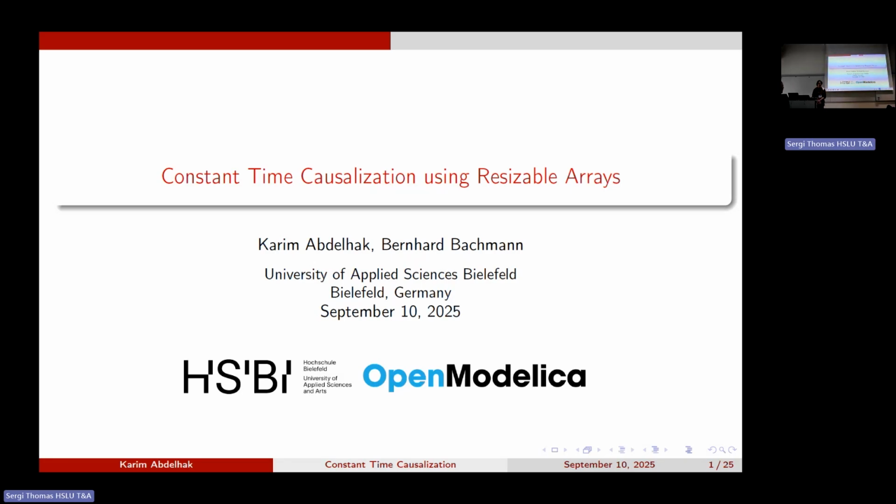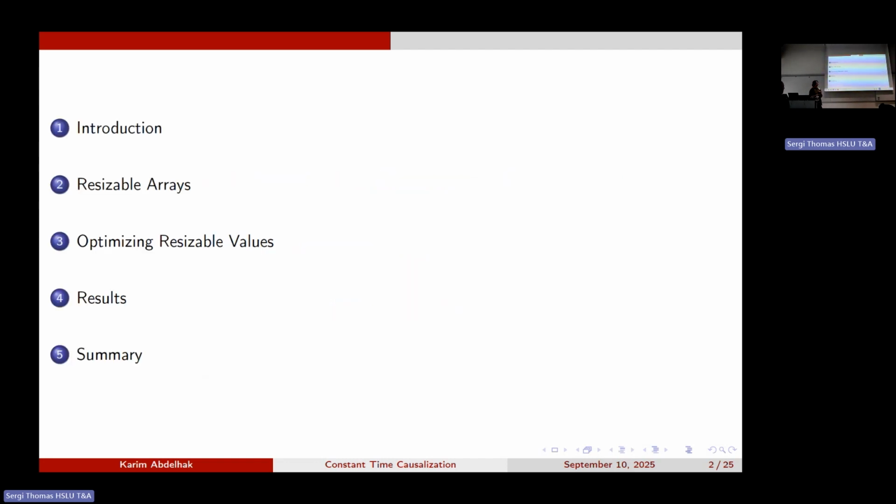I'm from the Applied University of Bielefeld. I'm working in the OpenModelica world. I'm developing the backend. And on a very similar topic, we are trying to make the causalization process completely independent of array sizes, just as the talk before us, but with quite a different approach.